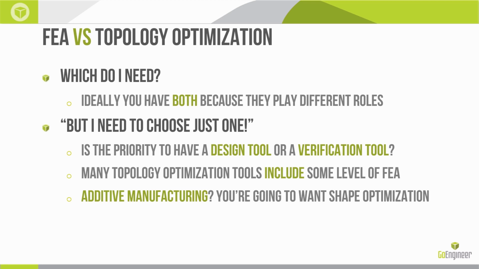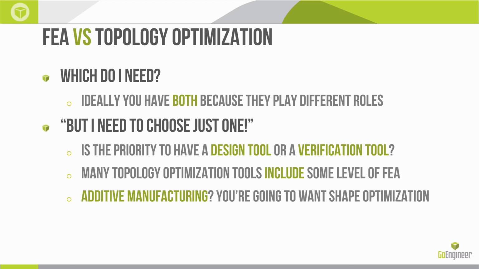But if you have it in your head that you can't use both, or for some reason you don't think you can fit both in your budget, then you might just have to choose one. And again, like I said, if you go with the topology optimization tool, they usually include some level of FEA, but what you have to do is ask yourself, what is the priority here? Do I need a design tool? Or do I primarily need a verification tool? If your primary concern is verification, then you may have to consider going with just a straight up FEA tool and foregoing topology optimization.